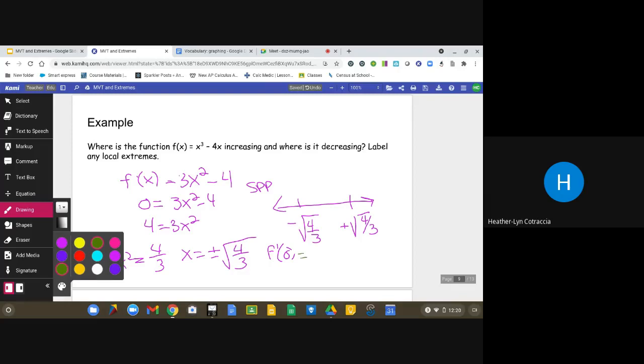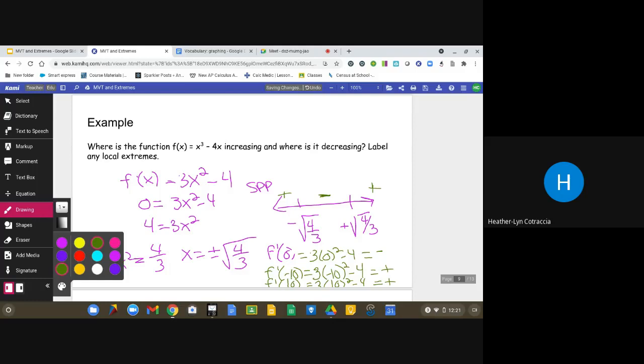F prime of 0. So you go to your derivative, which is 3x squared minus 4. And I don't care what it is, I just know that it's going to be negative. So in between there, it's negative. Now I'm also going to test on either side of that. I don't know exactly what that value is, so I'm going to use f prime of negative 10 and f prime of positive 10. So 3 times negative 10 squared minus 4 will give me a positive number, and the same thing for f prime of 10. It will be positive on either side.